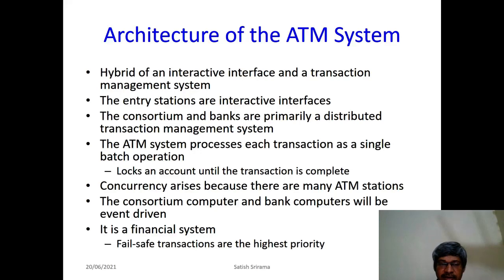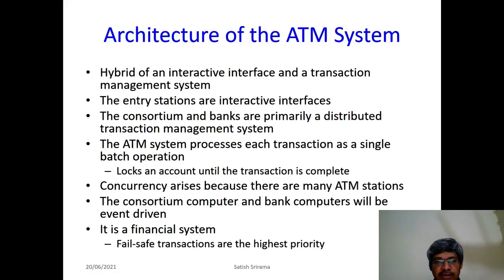Basically, there are several ATMs and then there is this consortium computer, and then there are several banks. In that sense, the architecture of this ATM system is a hybrid of an interactive interface, because with the ATM you are actually interacting, and a transaction management system. The entry stations at the ATM are interactive interfaces with which you are putting in certain information, putting in your card, and then trying to see the data or doing some transactions. The consortium and banks are primarily a distributed transaction management system, in the background.